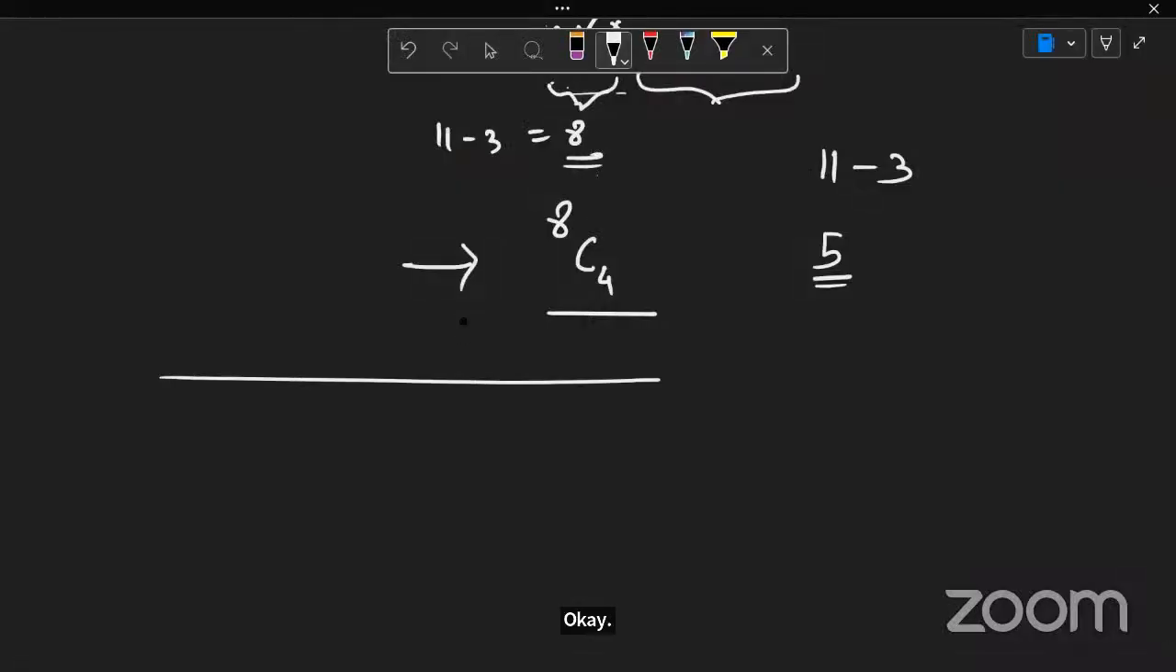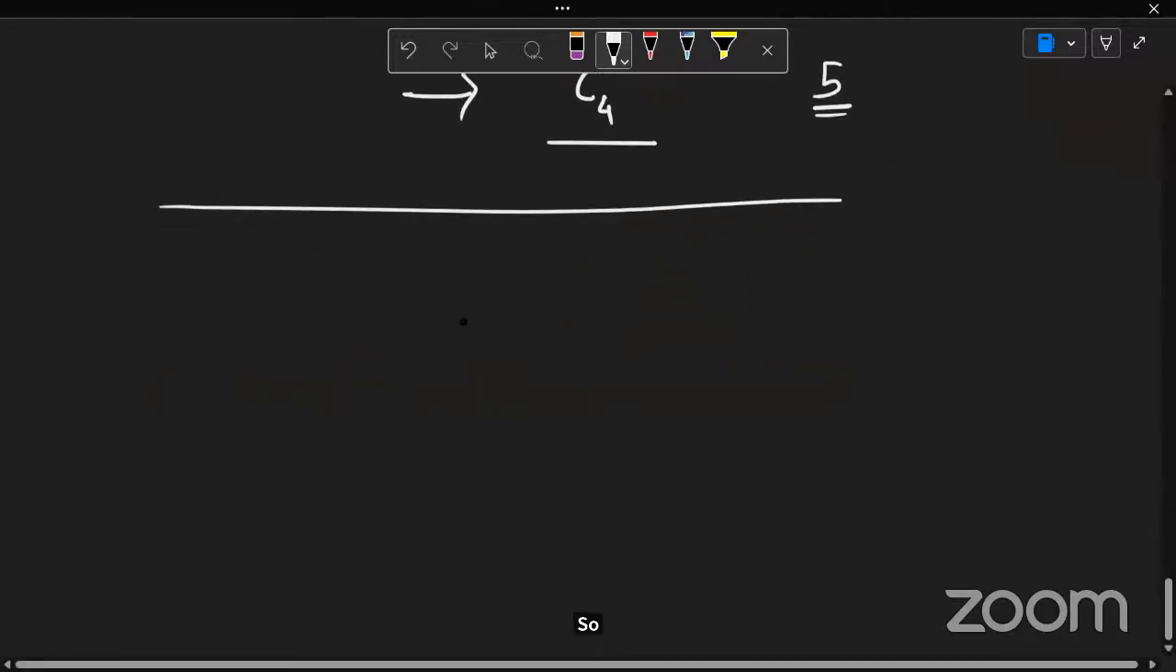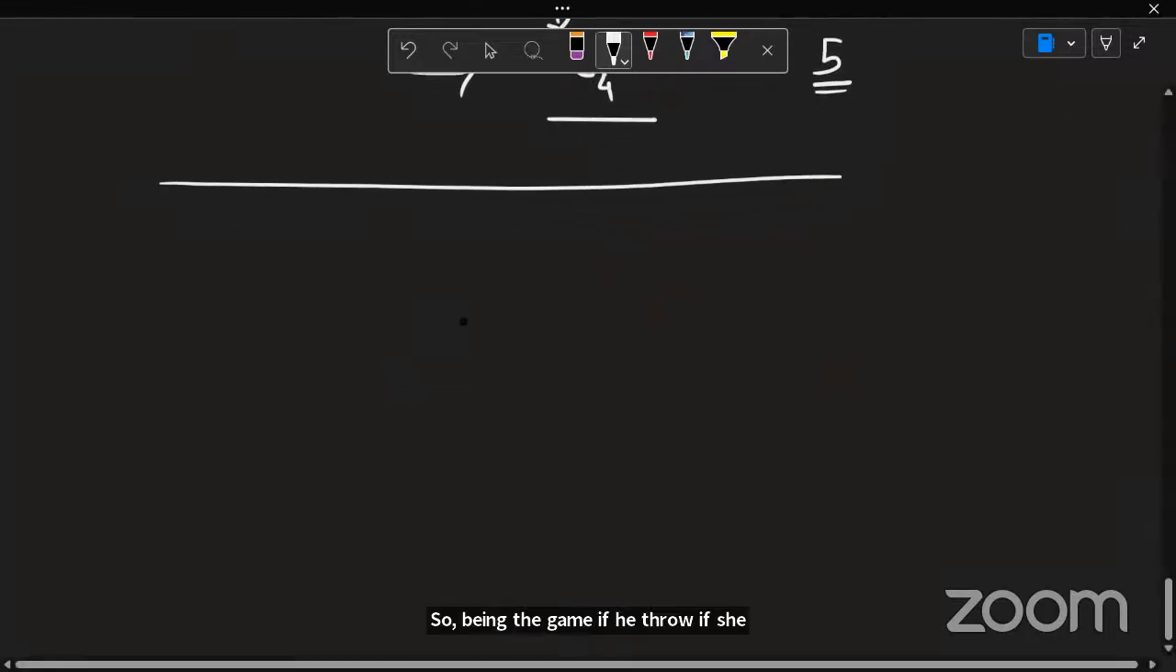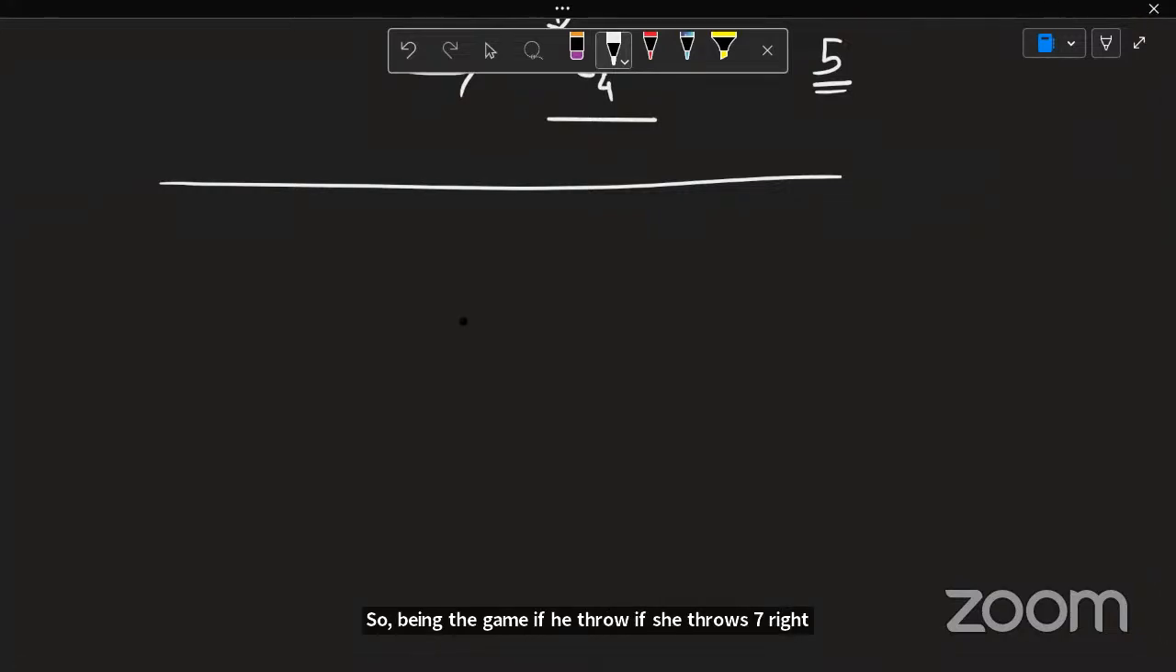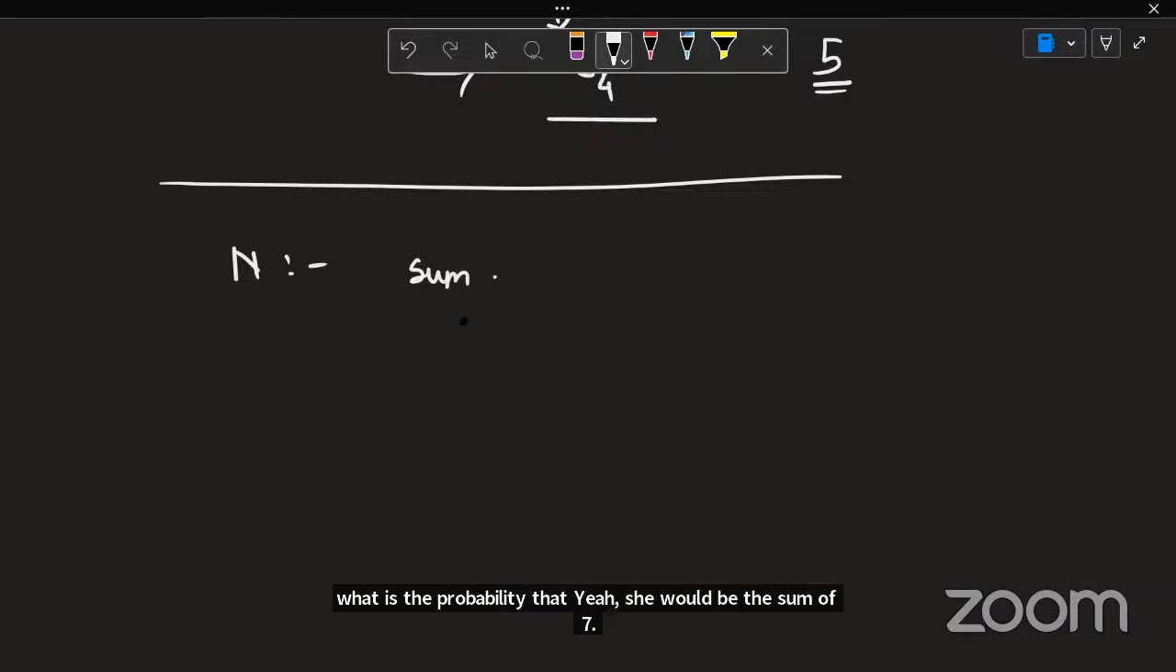So Nina will win the game if she throws 7, right? So what is the probability that she will get the sum of 7? 6 by 36. For N, the sum should be 7, and two dice are thrown. So what are the cases?